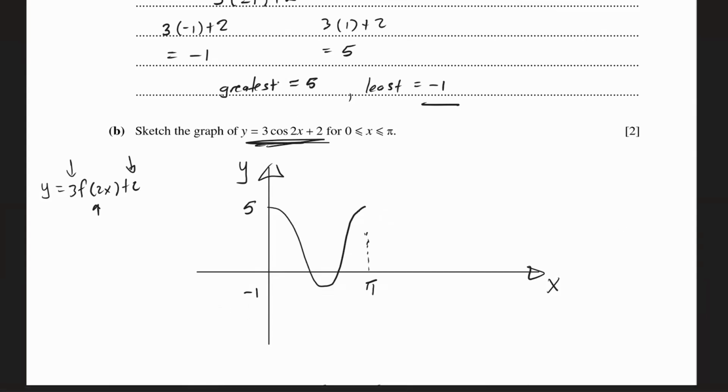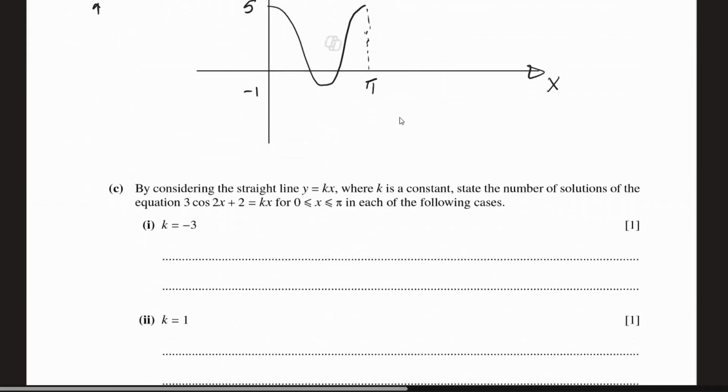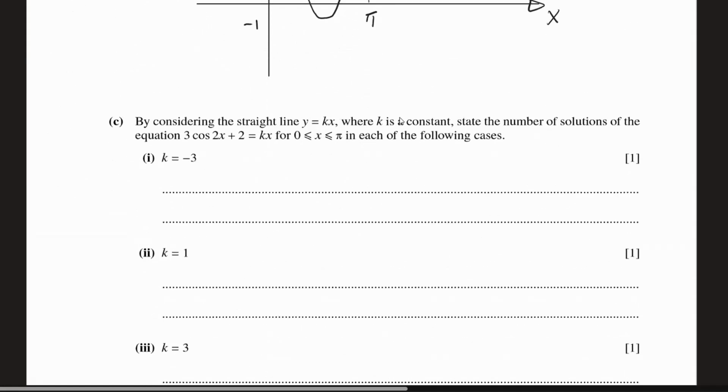All right. Let's move on to the next part. Part C, which says, by considering the straight line y is equal to kx, where k is a constant, state the number of solutions of the equation y is equal to 3 cosine of 2x plus 2 equals kx for 0 to pi in each of the following cases. So the first case is when k is equal to negative 3.